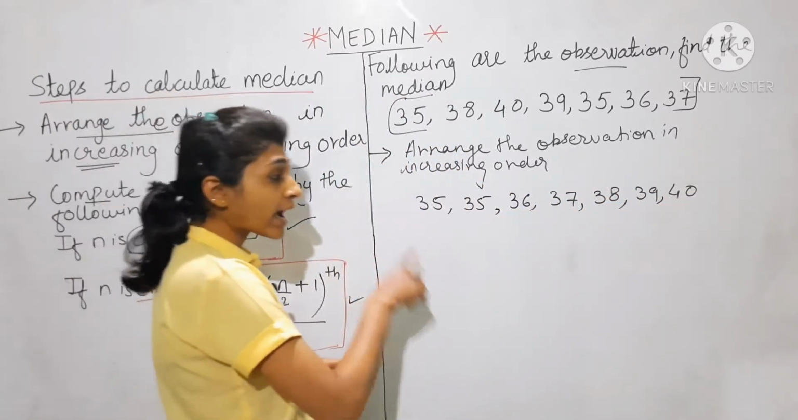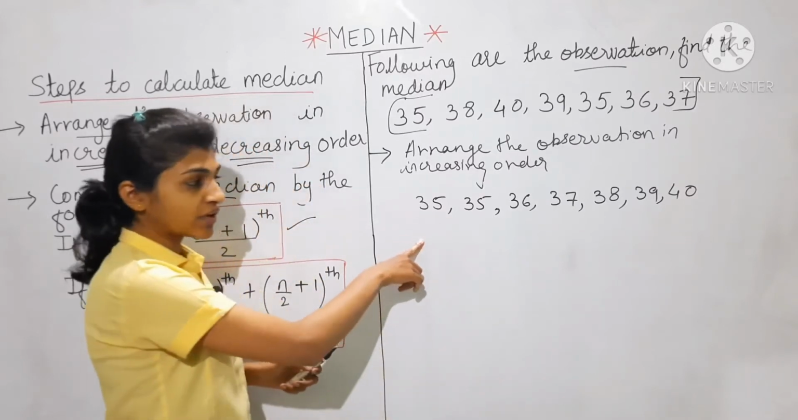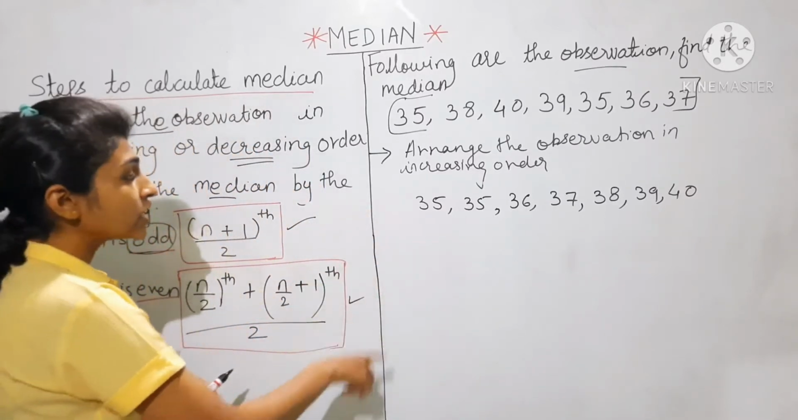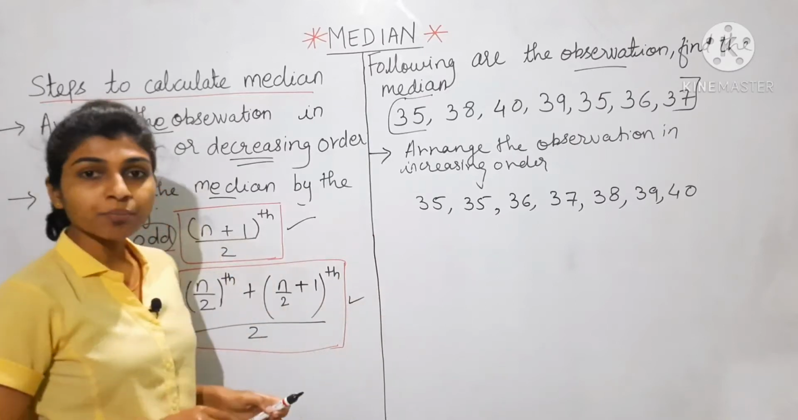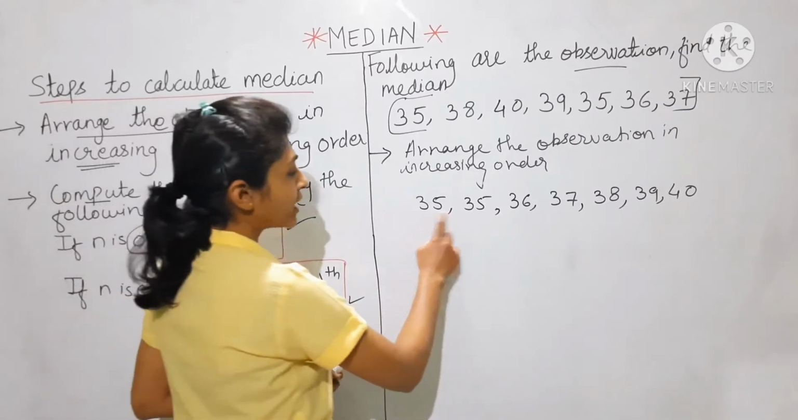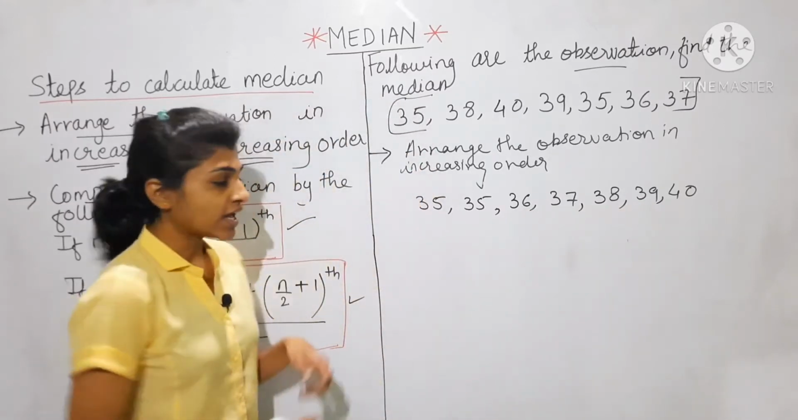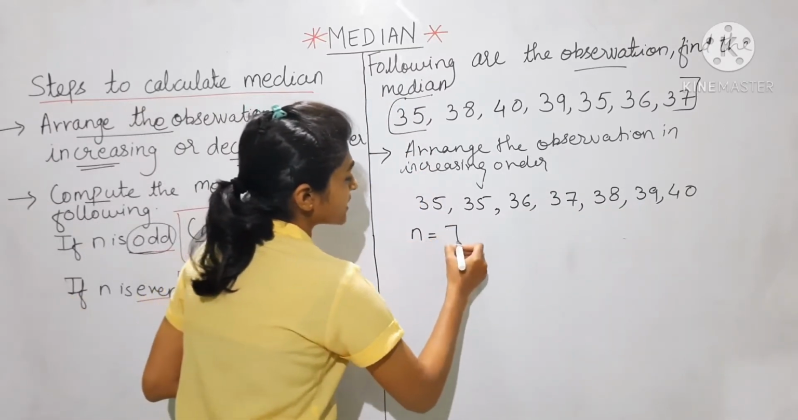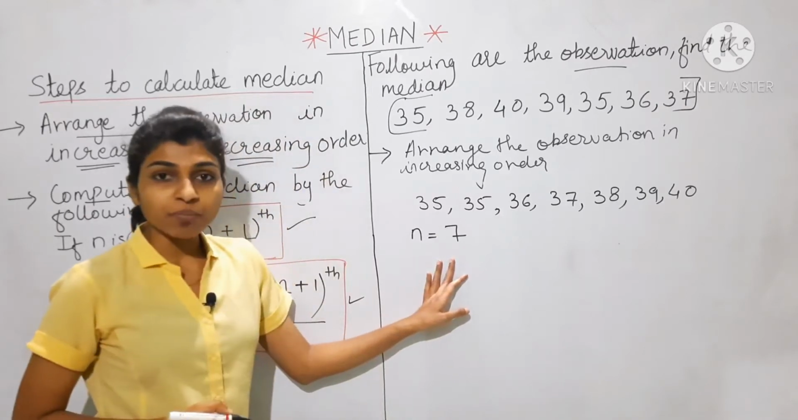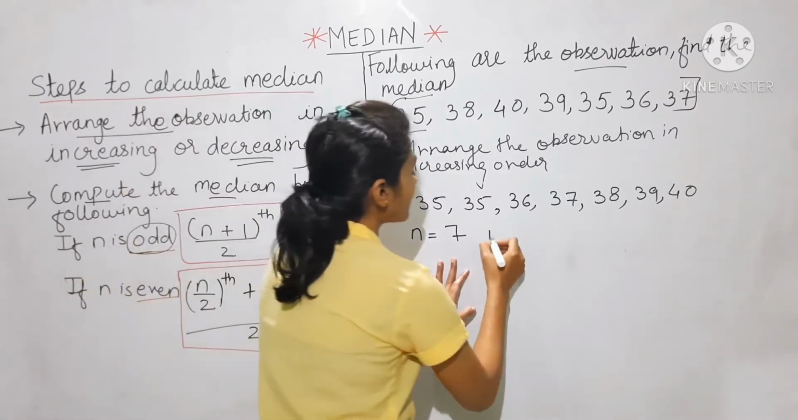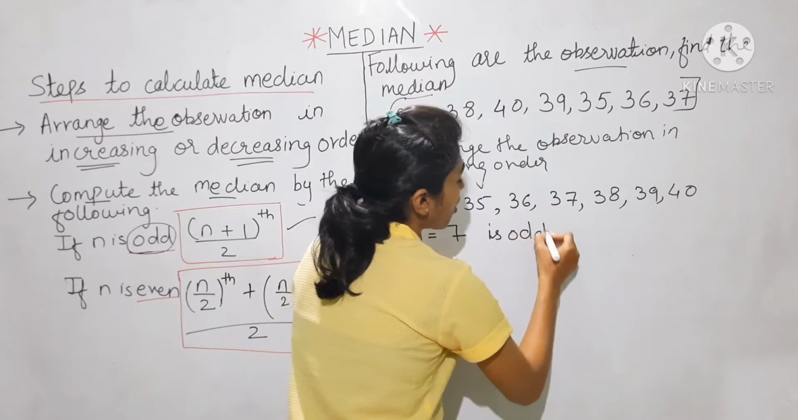Now I will count the observations to check whether the number is odd or even. So 1, 2, 3, 4, 5, 6, 7. So n is 7. And 7 is which number? Odd number. 7 is an odd number.